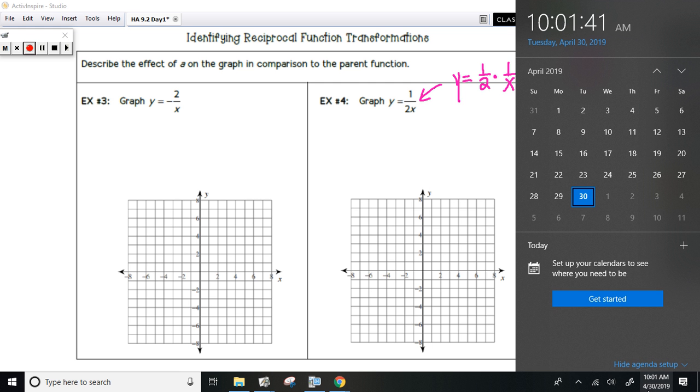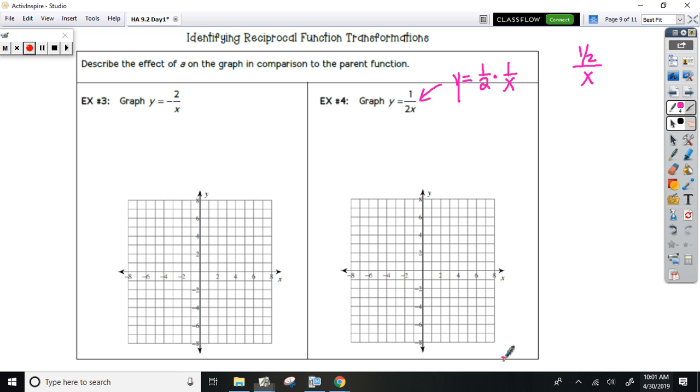So the a value is less than 1, so this would be a shrink. I think this one actually says describe the effect of a on the graph. So since a is 1/2, it's going to shrink the graph. And when it shrinks it, it will get closer to the origin.